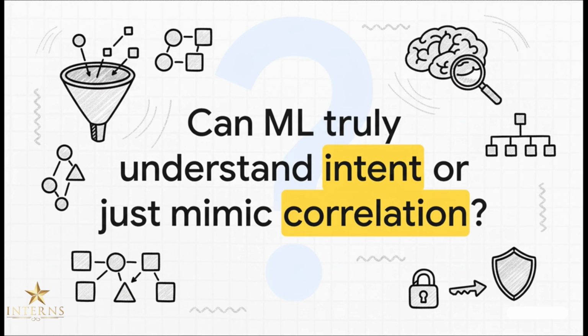Your pipeline is brilliant at spotting statistical anomalies, things that just don't fit a pattern. But can it ever truly understand the intent behind an action? Or is it just a really powerful correlation engine that still needs a human mind to interpret the context, to understand the motive, and to make that final judgment call? That's the question that you, as the next generation of security professionals, are going to help answer.